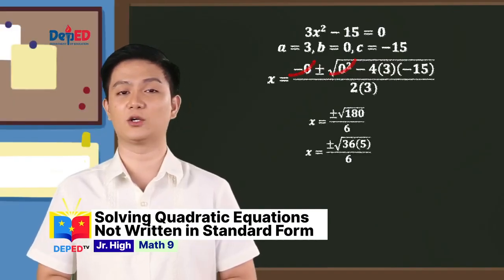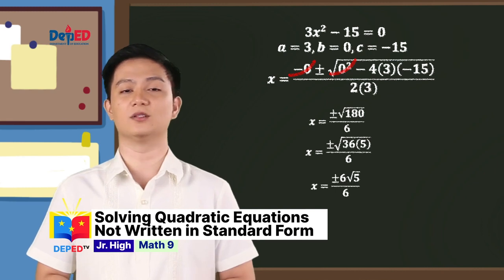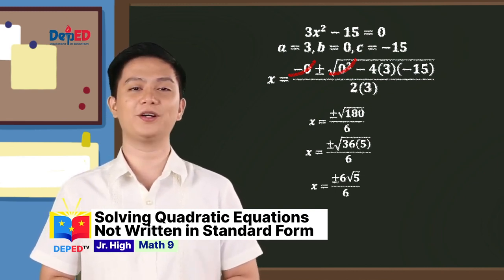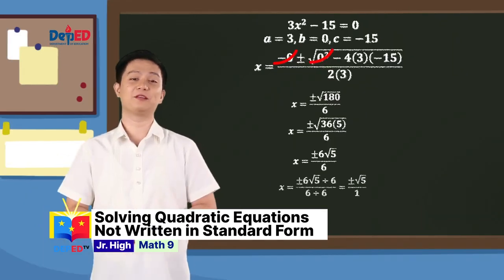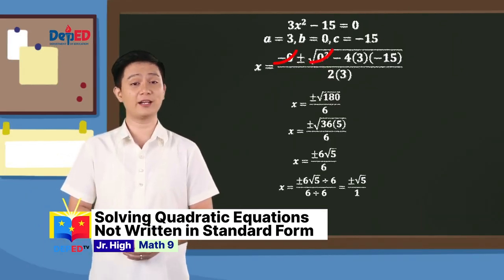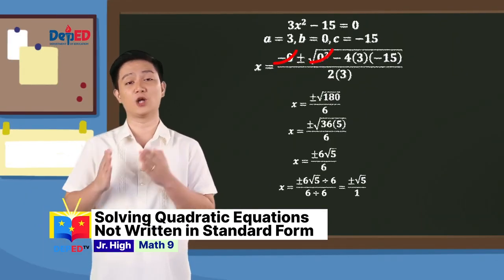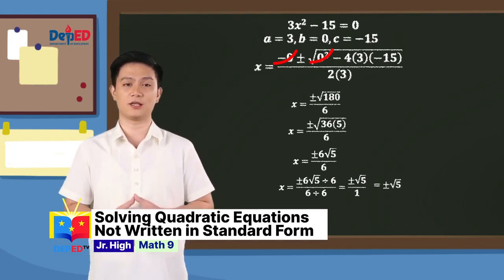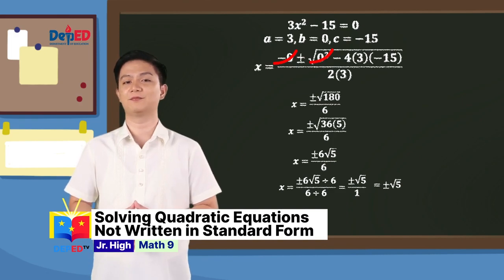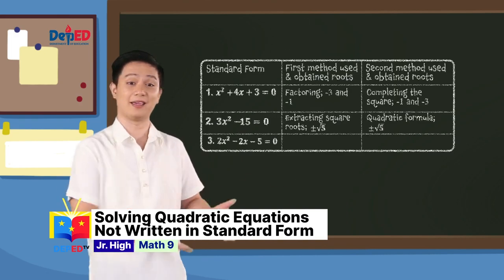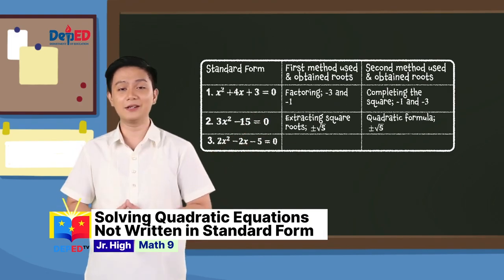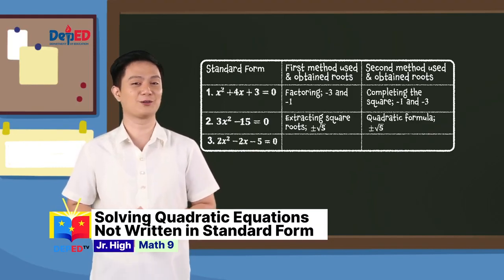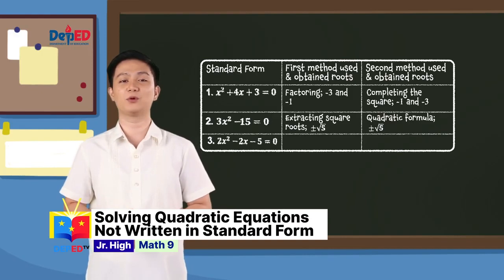This results in the equation x equals positive or negative 6 square root of 5 over 6. We simplify the value of x by dividing both the numerator and the denominator by 6, and thus x equals positive or negative square root of 5. Let's record the results in the table. And we can clearly see that both methods used to solve equation number 2 yielded the same result.